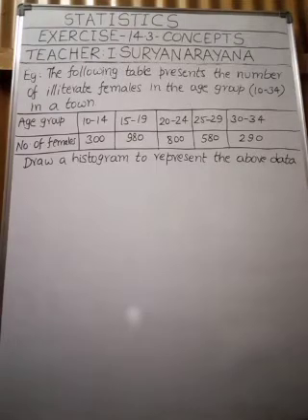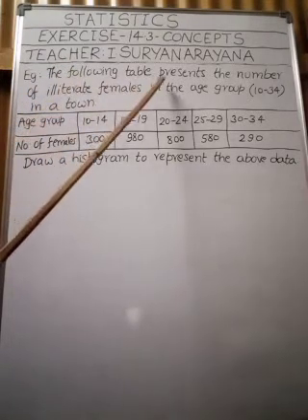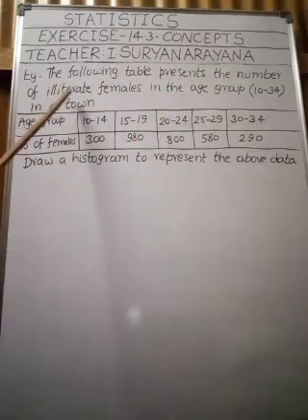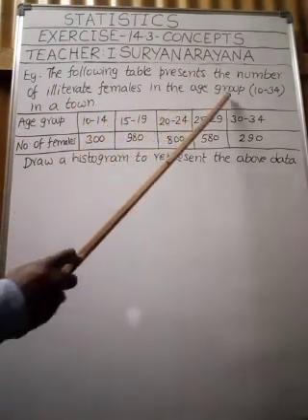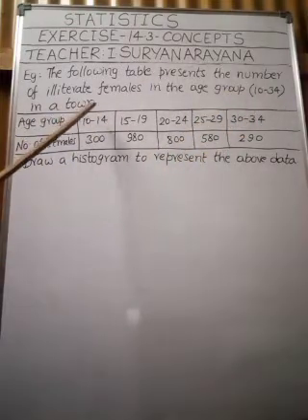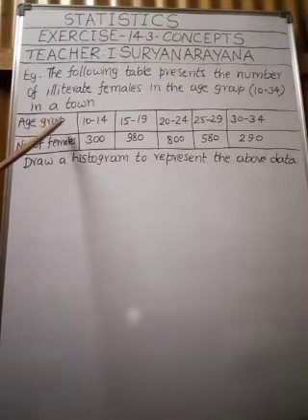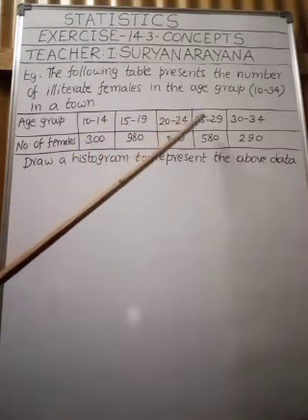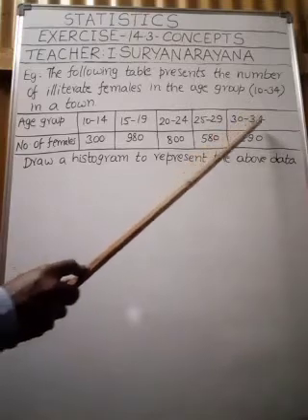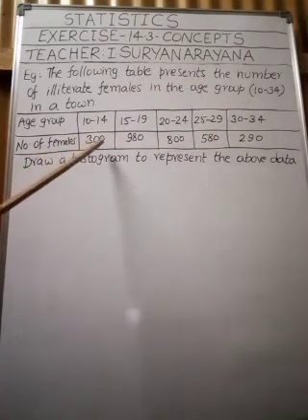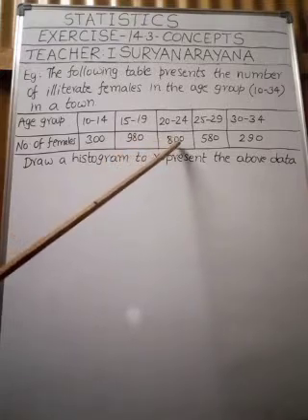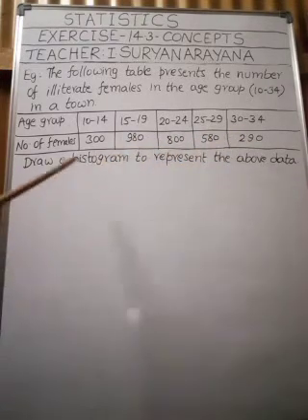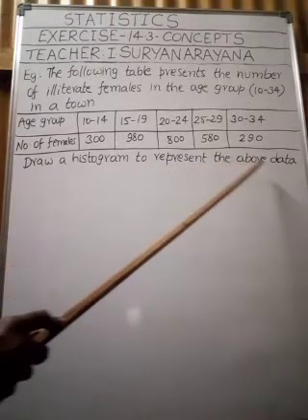To understand this point well, let us take an example. Okay, my dear children. The following table represents the number of illiterate females in the age group 10 to 34 in a town. Okay, my children, this is a frequency distribution. Age group 10 to 14, 15 to 19, 20 to 24, 25 to 29, 30 to 34. Number of females: 300, 980, 800, 580, 290. Draw a histogram to represent the above data.